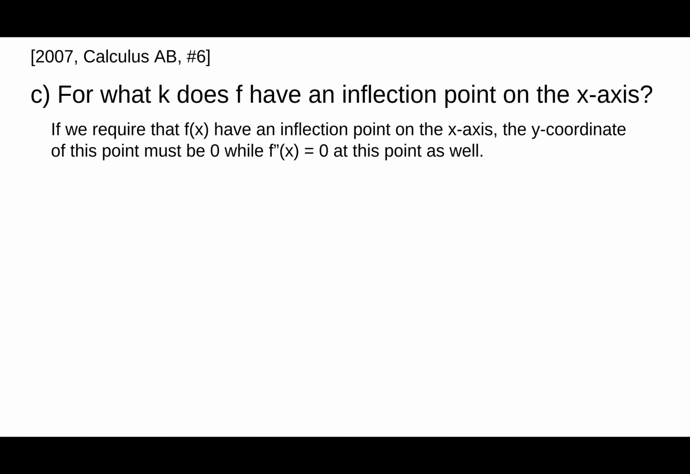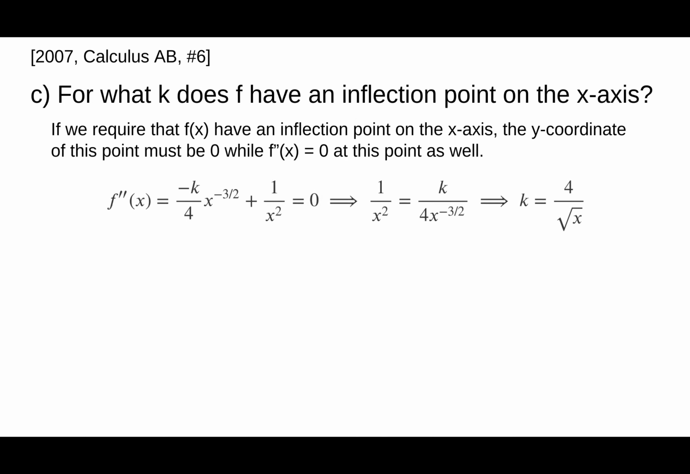Now, in order for the inflection point to be on the x-axis, the y-coordinate, wherever that inflection point occurs, must be 0, while the second derivative is 0 as well. So we have two different things we have to find. We have to figure out when will the second derivative be 0, and then how can we guarantee that the point where this happens will end up on the x-axis.